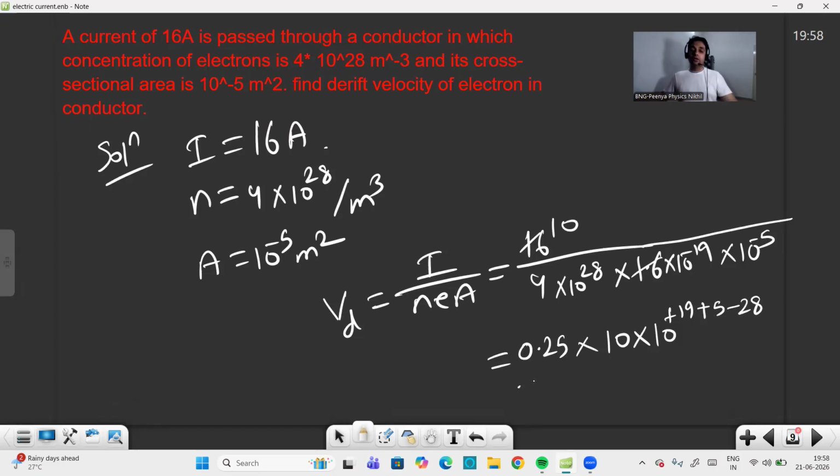Now here it is 2.5 into 10 to the power 19 plus 5 minus 28. It is 24 minus 28, so 10 to the power minus 4 meter per second. As I told you, the drift velocity is in the order of 10 to the power minus 4. So the electron velocity is 2.5 into 10 to the power minus 4 meter per second. This is the answer of this question.